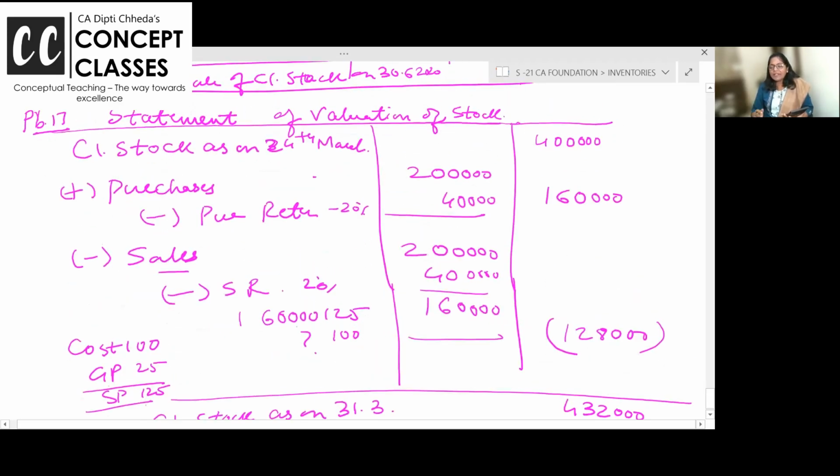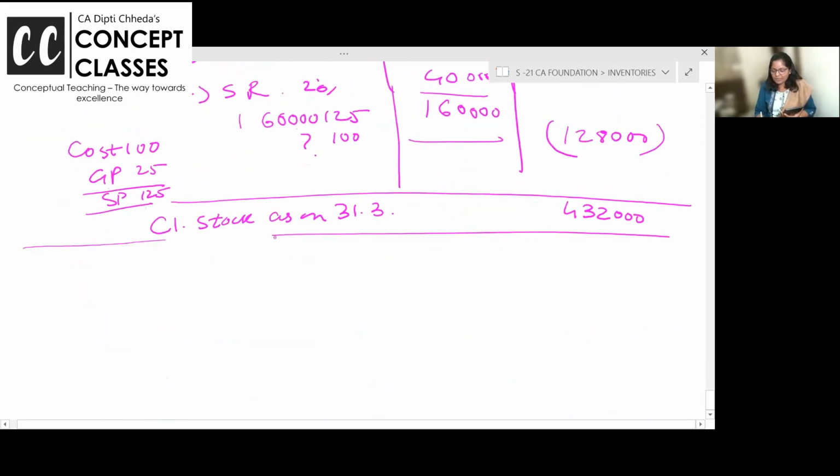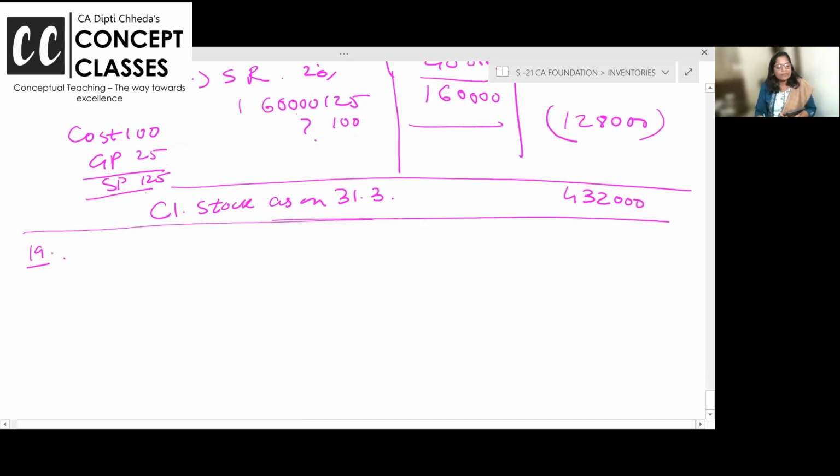This was on 24th. Just take a pause. If this was the stock on 4th of April, then what will you do? Whatever is the purchase between 1st and 4th, minus it, and sales you add it. Okay? Chalo, similar to that is the 19th question. We will start now. 19th question.